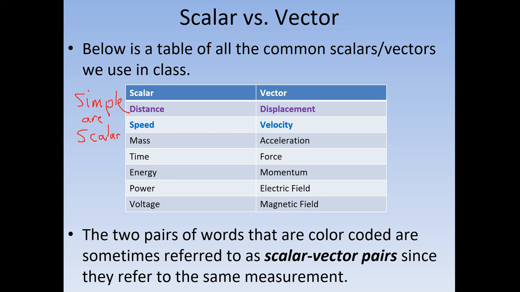Now, you may notice in here that some of these are color coded, in particular distance and displacement, and speed and velocity. That's because these are what we call scalar vector pairs in the fact that they measure the same thing. So distance and displacement basically measure the same thing, but distance is a scalar form of length and displacement is a vector form. Same thing, speed is a scalar form of how fast you're going, and velocity is a vector form of how fast you're going. So this has popped up a few times where they say, which ones are the scalar vector pairs, and you just kind of have to recognize that that just means which ones are the same.